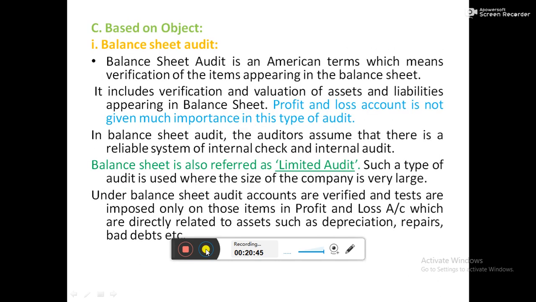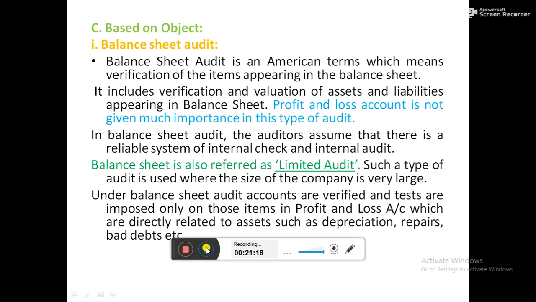Now let me take up different types of audits based on object. Types of audits based on object: we have first balance sheet audit and second occasional audit. Let me explain the meaning of balance sheet audit. Balance sheet audit is an American term which means verification of the items appearing in the balance sheet.